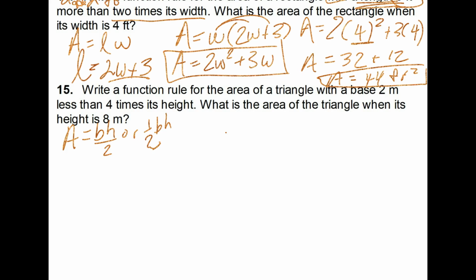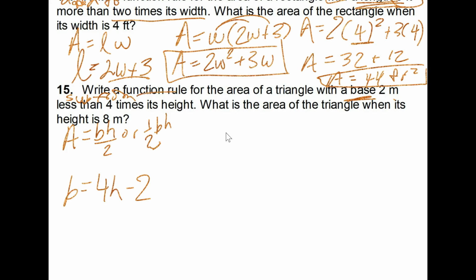All right, so what did it tell us? The rule for the area of a triangle with a base. The base is 2 meters less than. Less than means to subtract from. So the base is 2 meters less than what? 4 times the height. All right, so what is the function rule?